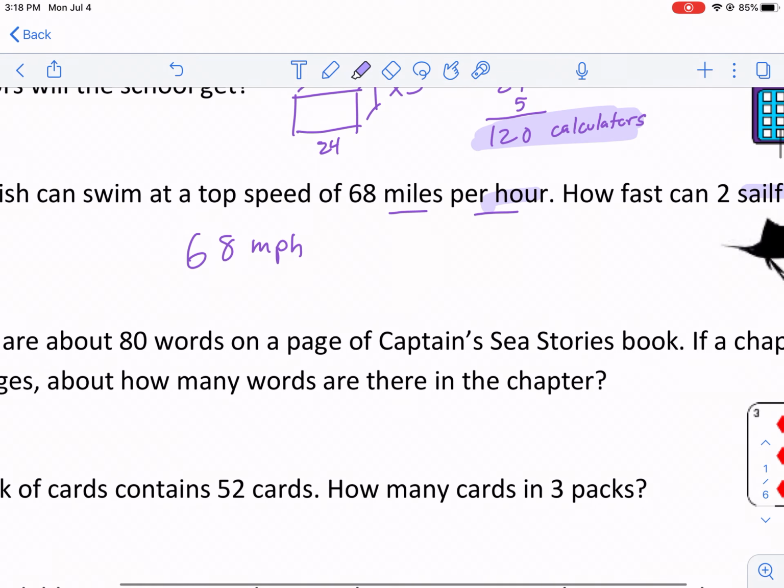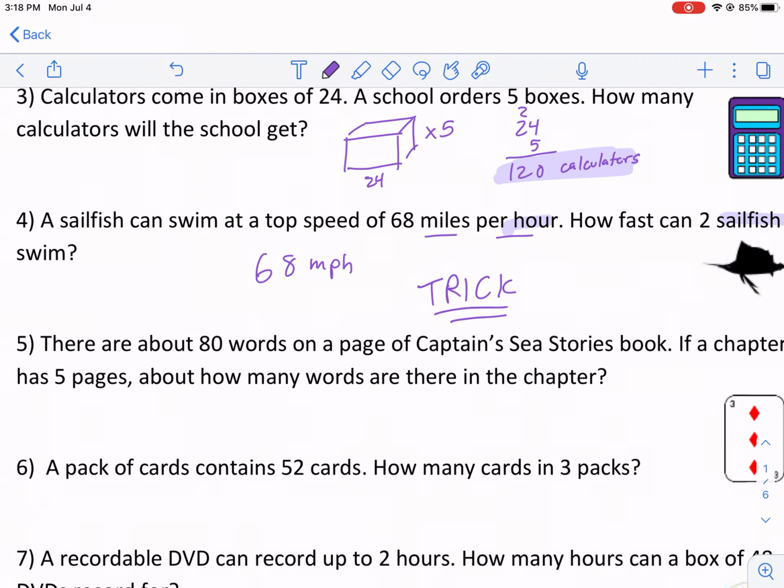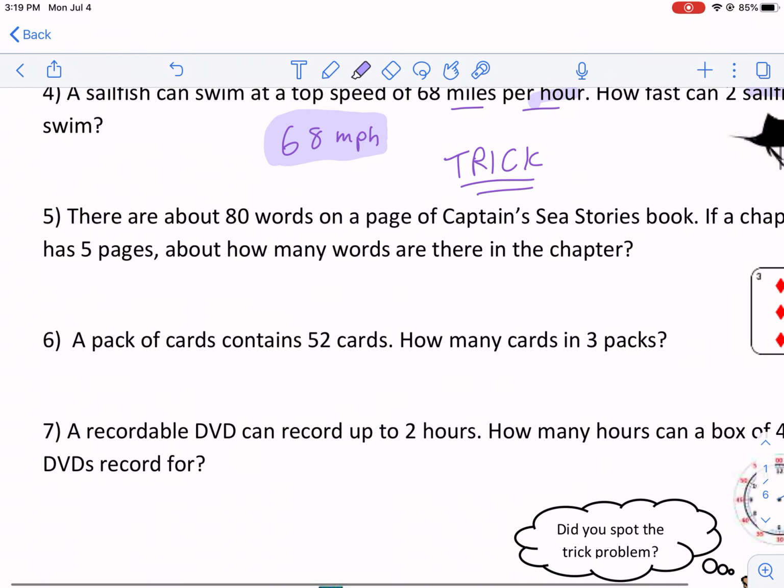Those are different units. This is the trick question. Or maybe there's more than one trick question, but this is a trick question because we're not going to multiply by 2. 2 sailfish don't combine and go twice as fast. They both swim 68 miles per hour each. They don't multiply their speeds together. Unfortunately, otherwise I would hit the track with a partner and go twice as fast, but that's not how it works.